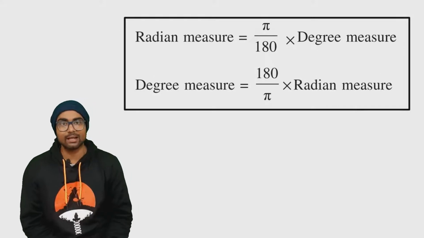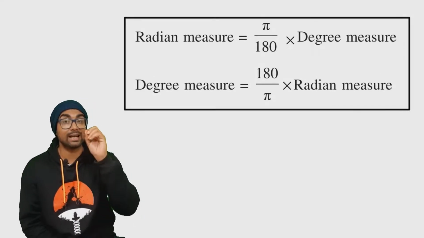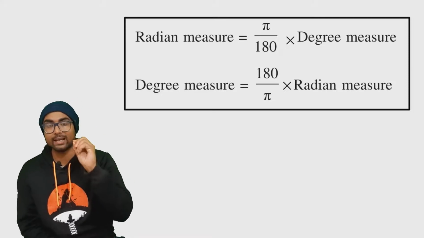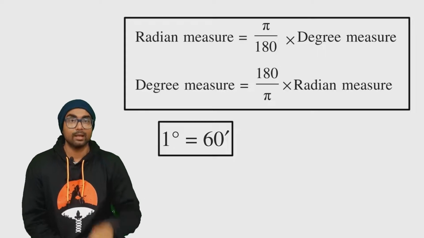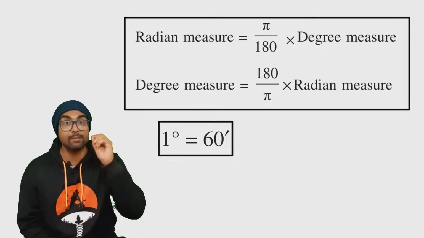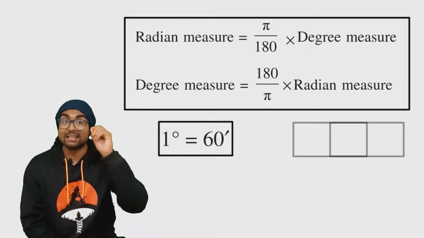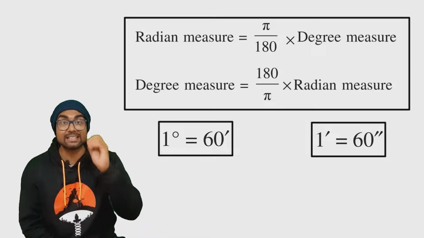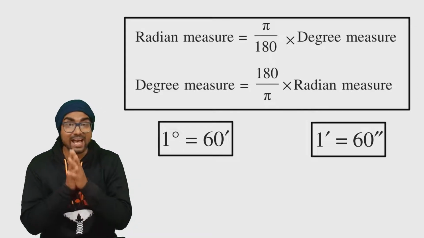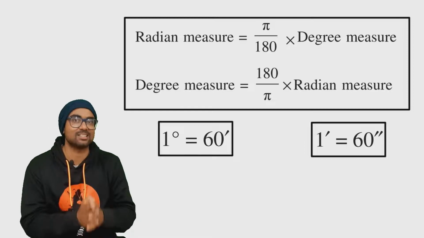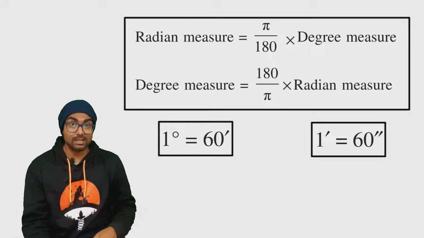Next formula is that angle traced. That is, 1 degree. In 1 degree there will be 60 minutes, and in 1 minute there will be 60 seconds. So remember this, 1 degree means 60 minutes and 1 minute means 60 seconds. So these are the basic formulas.